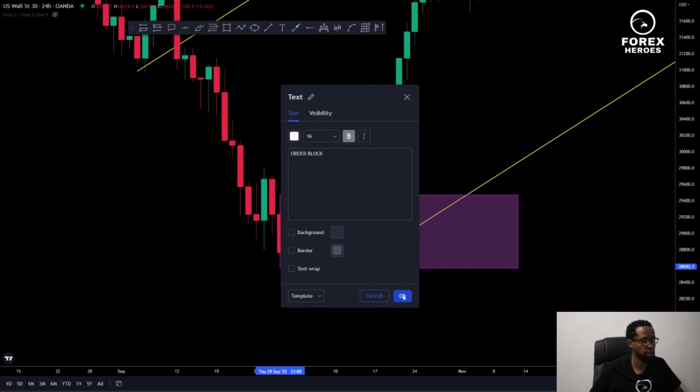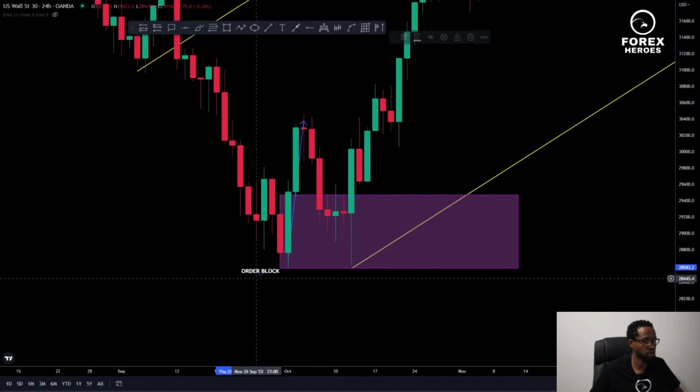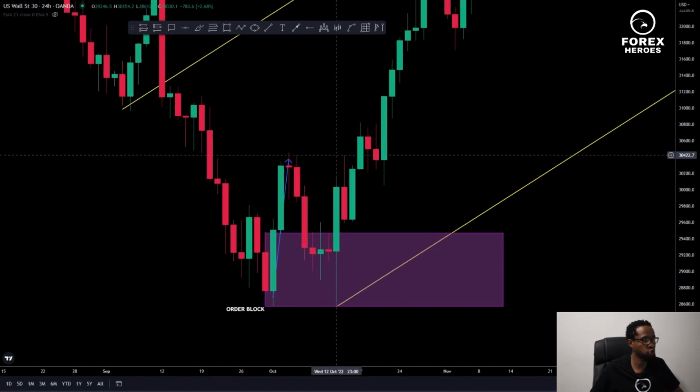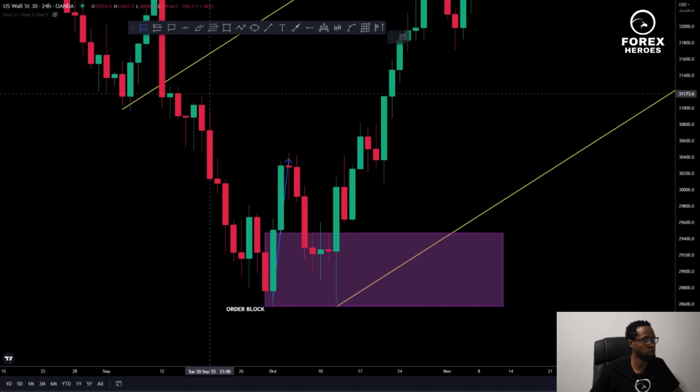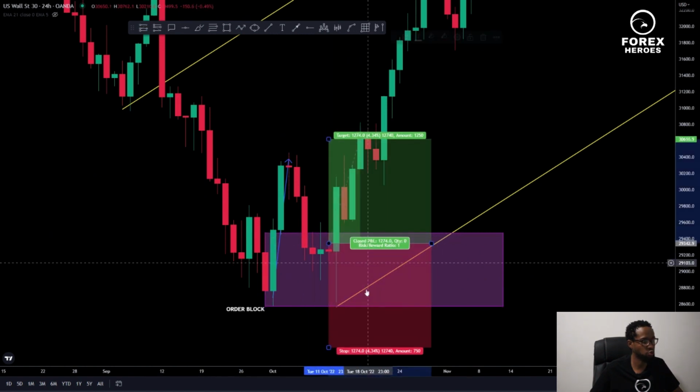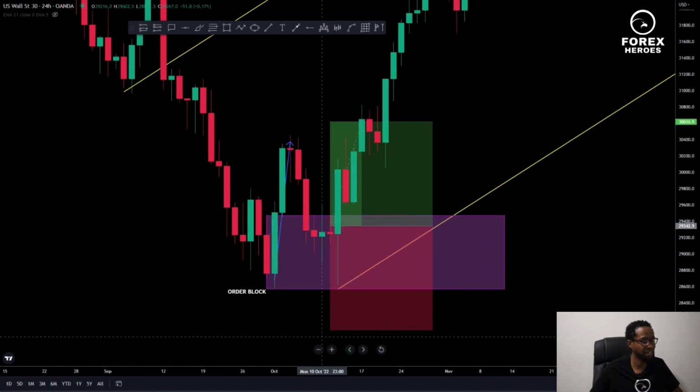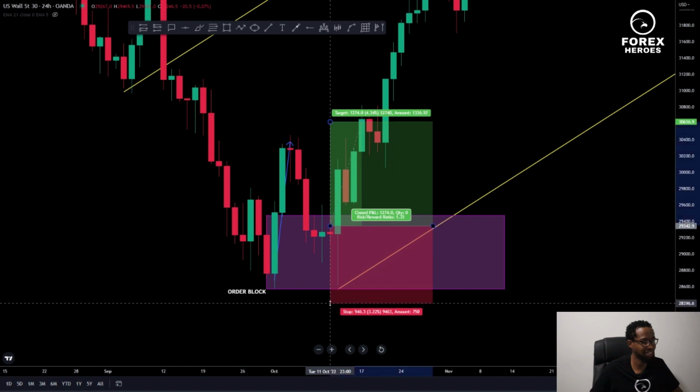Let me just, and this will be my order block. Okay, and then what do I see? The market pushed up and then it came to retest. That's where we enter now. That's where you can use the order block to enter, because why? You can see that the market pushed and it came back to retest.